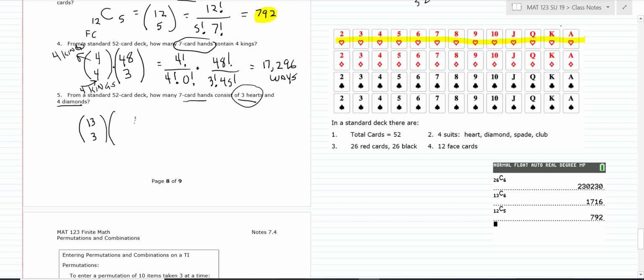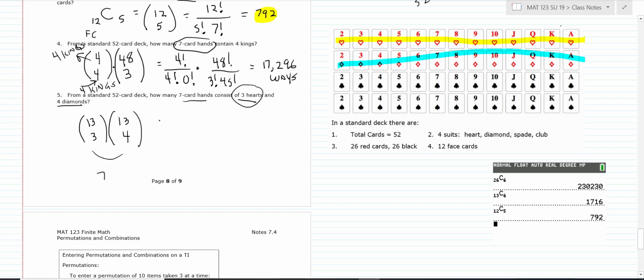Then it says you're picking 4 diamonds. Well, how many diamonds are in a deck? It's also 13. Okay, like that. And then you'd multiply it together. Okay, this adds up to 7 already. So we've got our 7 cards. It's just 3 come from hearts and 4 come from diamonds.